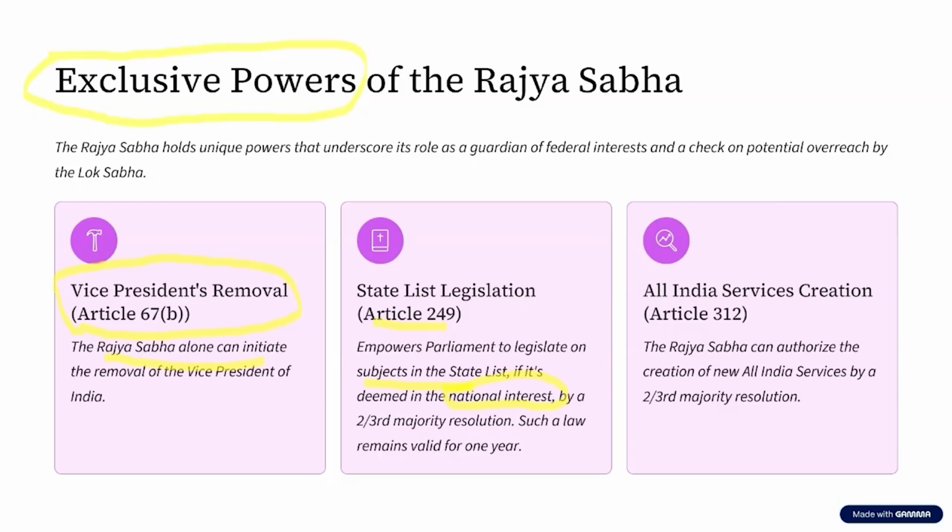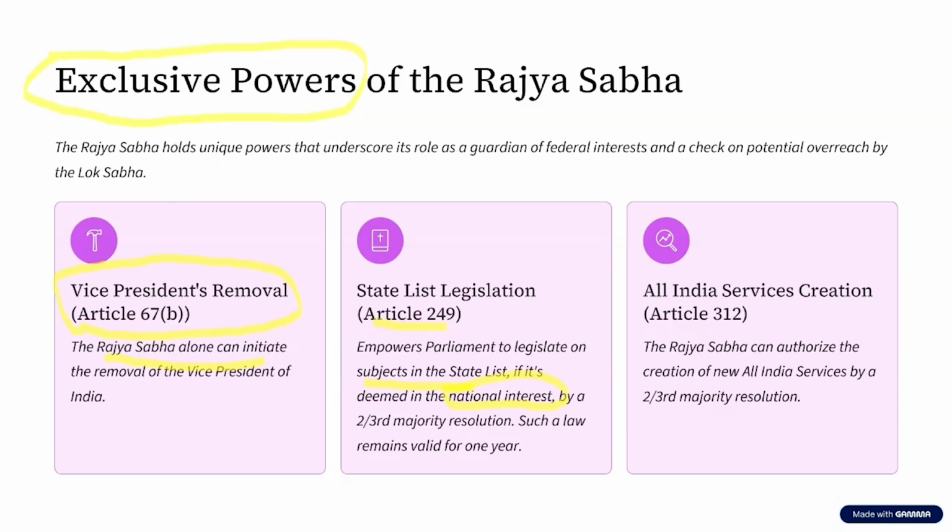At that point of time, the Parliament can also make a law on the state list. So again, who is given the power here? Rajya Sabha. Why is Rajya Sabha given the power? Because it is the Rajya Sabha which is the house that is deemed specifically to uphold the interests of the states.